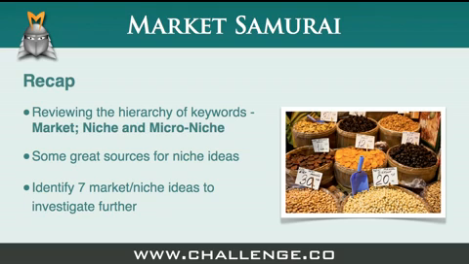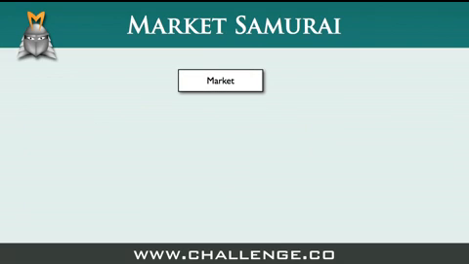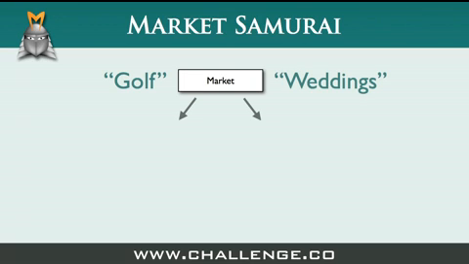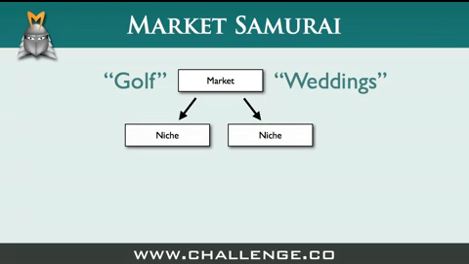Let's begin by briefly recapping some of the most important concepts from yesterday's video around markets, niches and micro niches. A market is a community of people who share a common interest in a particular subject or activity online. For example, golf or weddings. Within each market, there are many smaller sub-markets known as niches. These niches relate to specific topics within a market. Within the golf market, we might come across the niche putting. Within the wedding market, we might see the niche wedding photography.